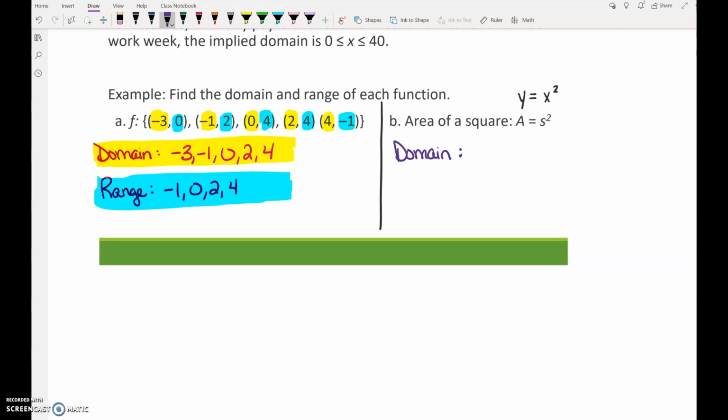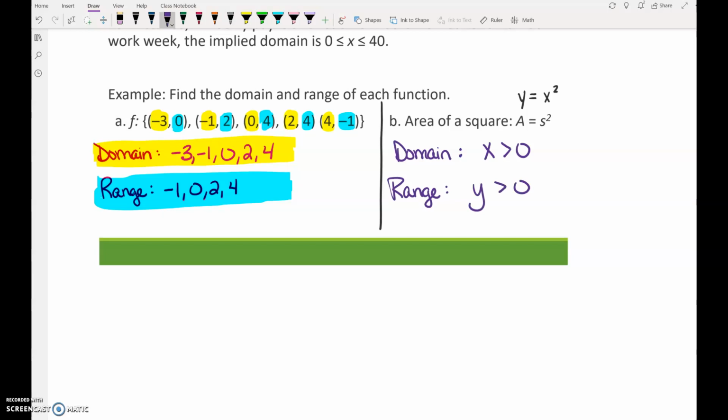No. No, that'd make it a point. Can a square have a side length of -5? So what x values can we use, or in this case s values? Our x values need to be larger than 0. Then think about range. If we put in numbers that are bigger than 0 and square them, what types of numbers are we going to get from this equation? Numbers that are also bigger than 0.